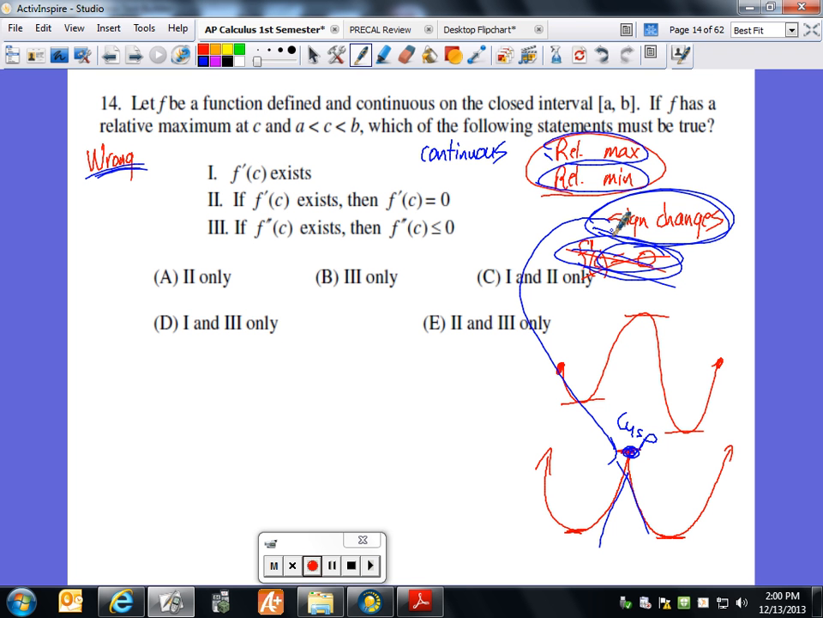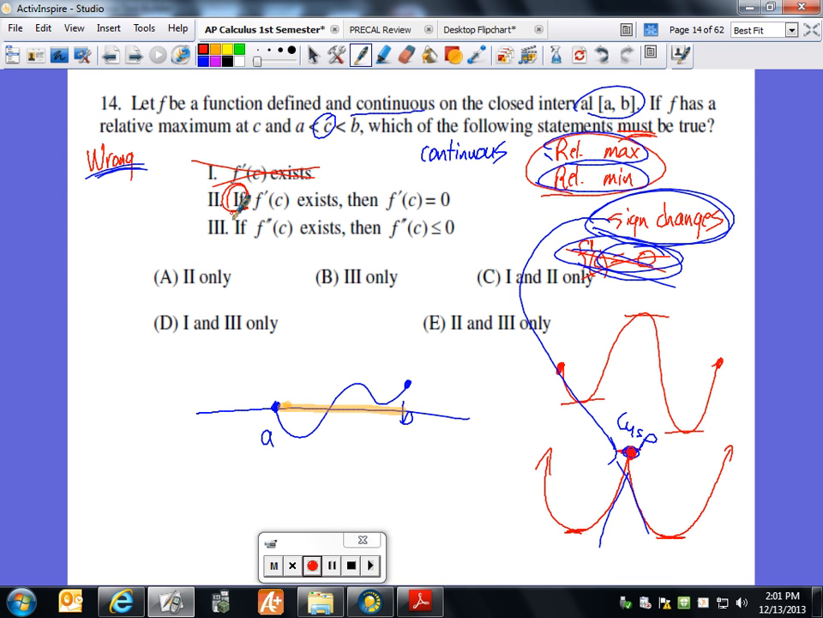Alright, so let f be a function defined and continuous on the closed interval a to b. So whatever the function is, we say here's a, here's b. C is somewhere in between a and b. Okay? So somewhere in between a and b is where C lies. And which of the following statements must be true? Well, 1: f prime of C exists. We just showed that f prime of C does not have to exist, per this cusp, for it to be a max or min. Okay, so it's not 1.